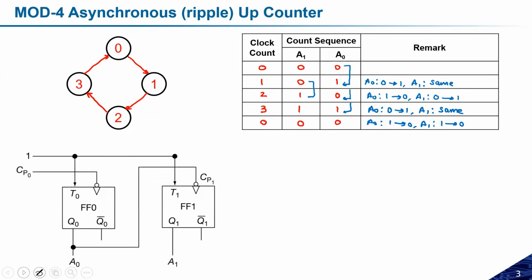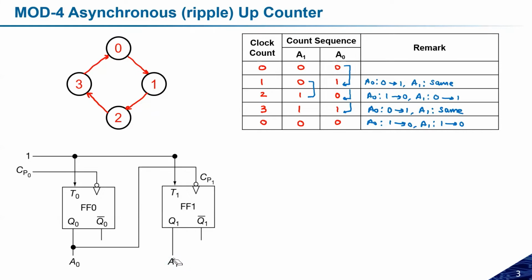So this is the schematic of this asynchronous up counter. Up counter means the output A0 is connected to the next flip-flop A1, and here A1 is the MSB and A0 is the LSB. The output is connected to the clock pulse of this one. Okay, so this is really very important. The output is connected to the clock pulse of the next flip-flop, and we can take the output from this one.